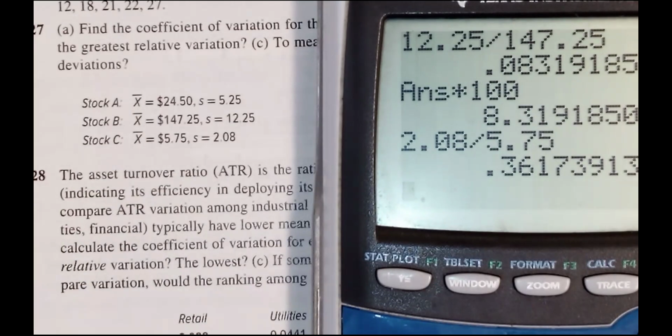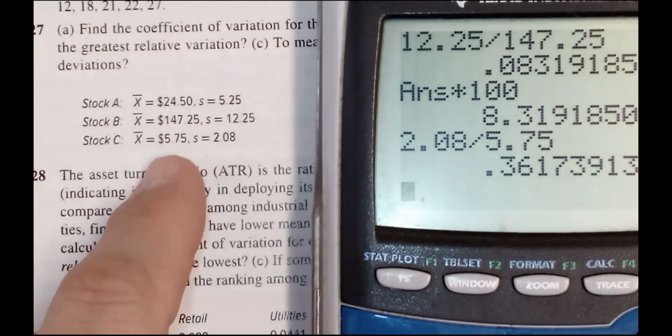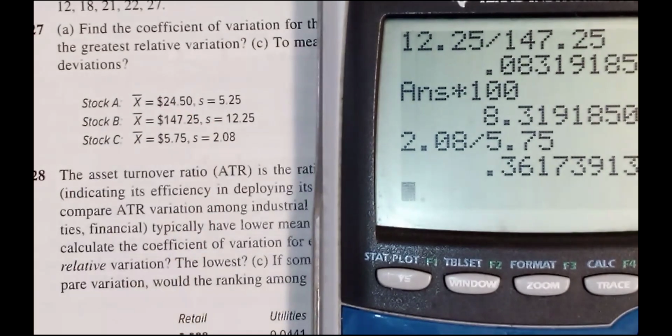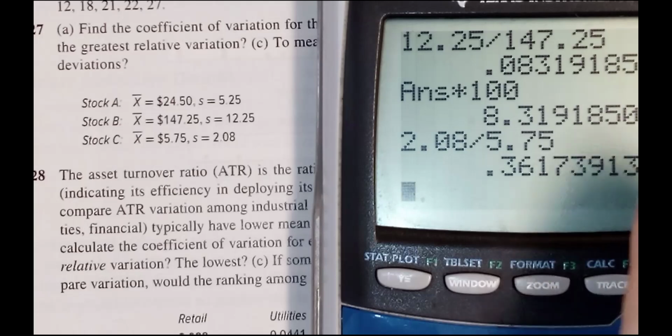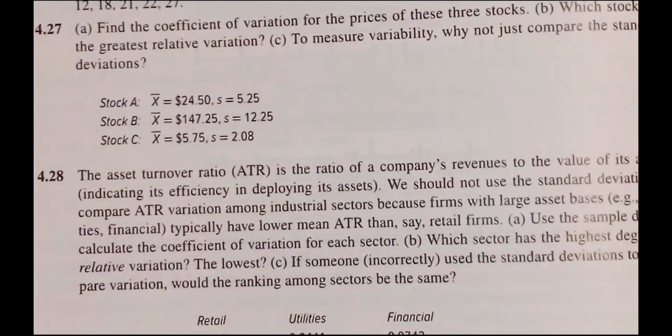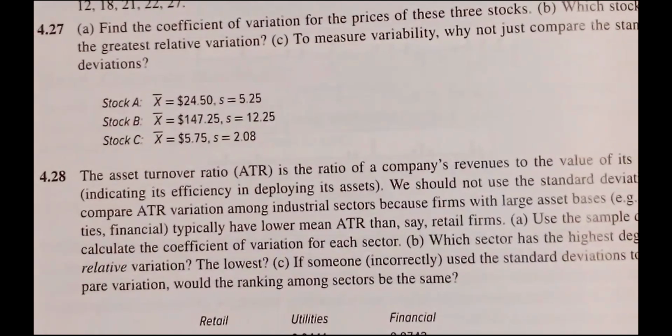So I can't just look at the absolute number. If I was using stock C for my portfolio, the value would be all over the place, wouldn't it? But if I'm using stock B, then I have a relatively steady value, in spite of the fact that there are large swings in the price per day. It's not a large relative swing. Questions?